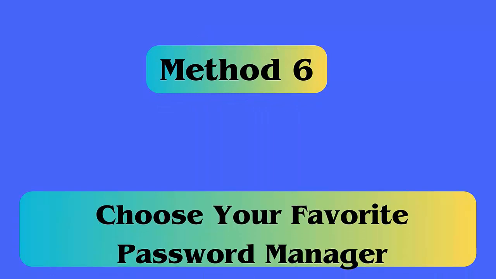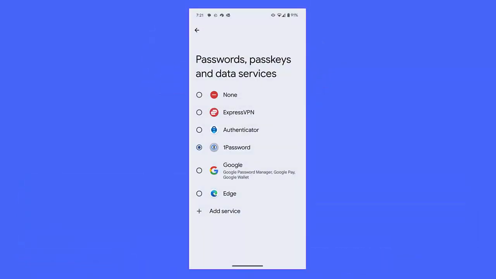Method 6. Choose your favorite password manager. Follow the steps. First, go to Settings, then Passwords and Accounts on your phone. Now, open Passwords, Passkeys and Data, then go to the Password Manager. Click on the button.